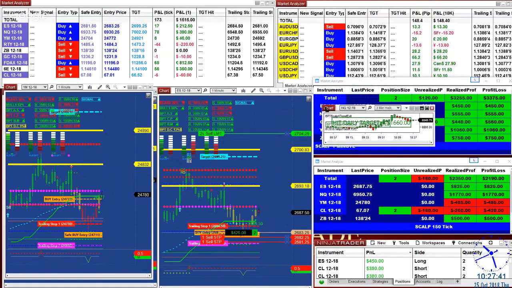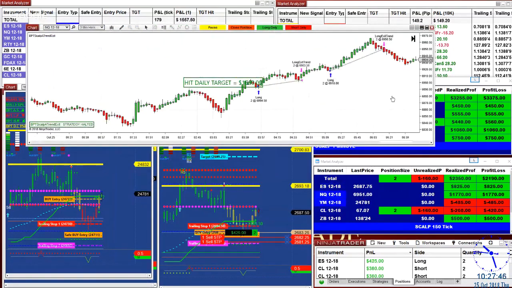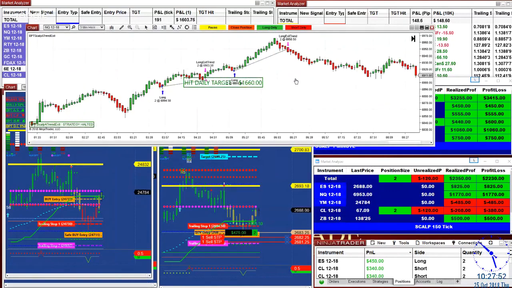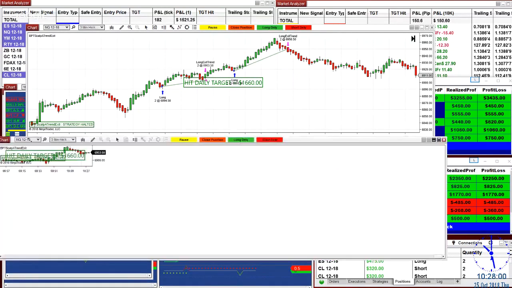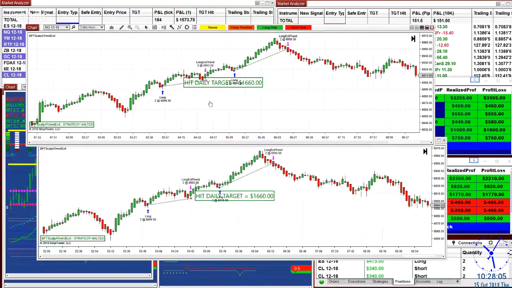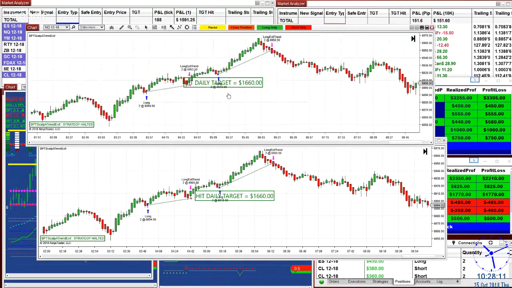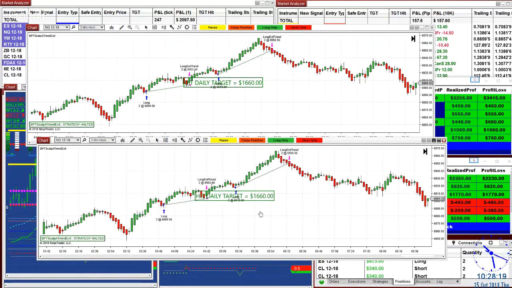So this is the 3 minutes on the NASDAQ, unfiltered. And this one here, the 3 minutes, nailed 1660. And this is the 3 minutes filtered. And you can see the 3 minutes took only 2 trades, 1660, market order. And the filtered, 1660, market order.